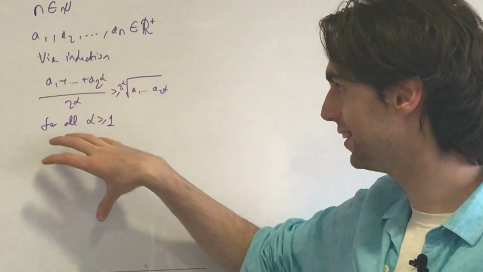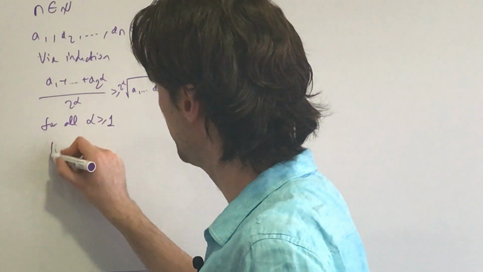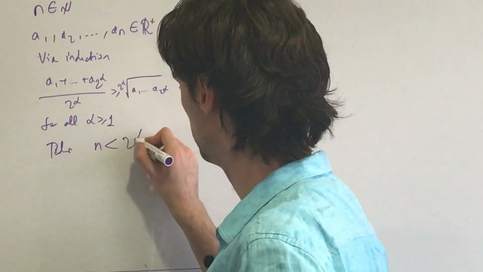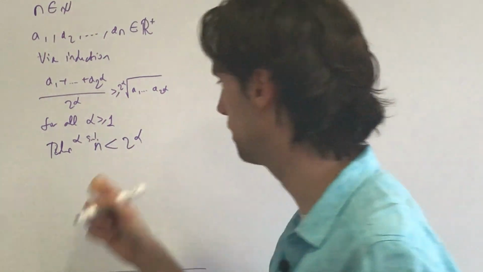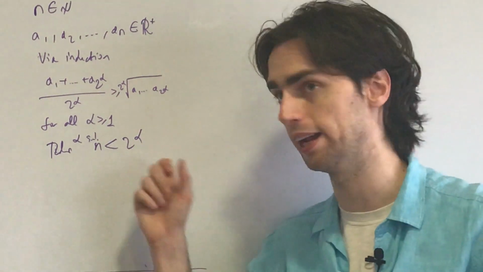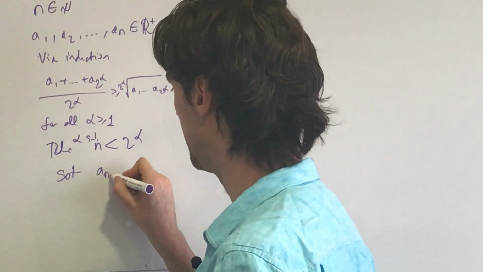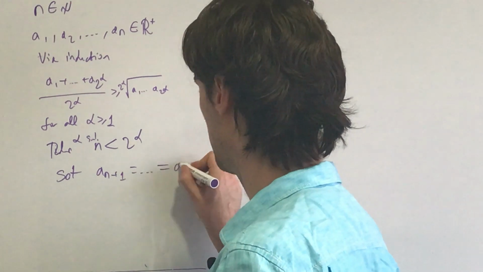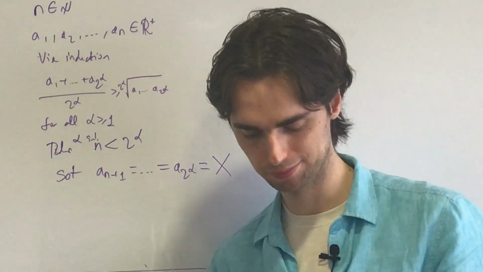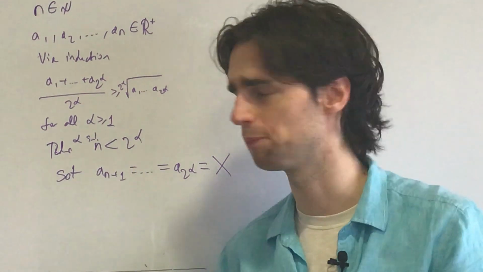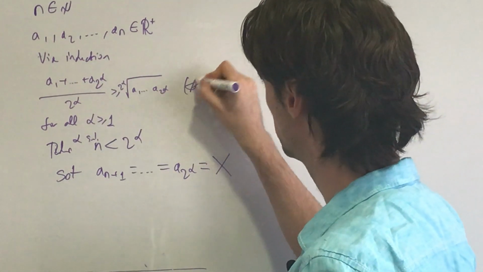We have this via induction, we know this is true. Now take alpha such that 2 to the alpha is greater than n. And now what do we have? Then we need to set a n plus 1 all the way to a 2 to the alpha equal to some x, right? We'll figure out later what this x needs to be. Now let's do the calculations. What do we have? Then from here, let's call this star.